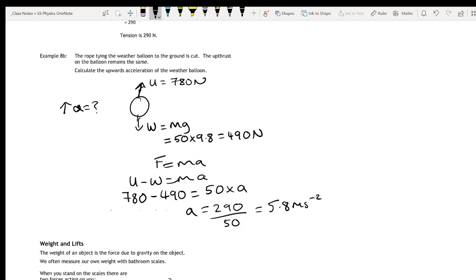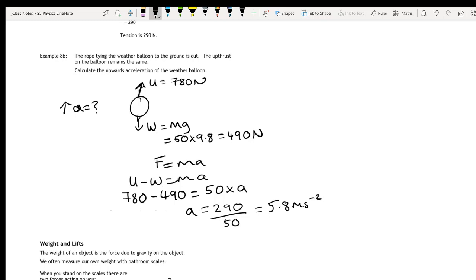Okay, so although it looks like there's a lot of new things been thrown at you there, all it is is F equals ma over and over again. The only different thing would be that tension in between them. Okay. So I'm going to work on that question now.